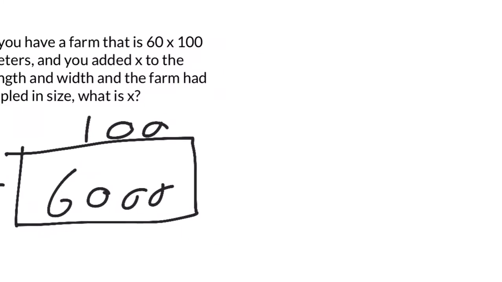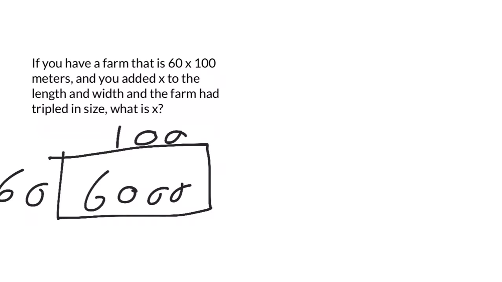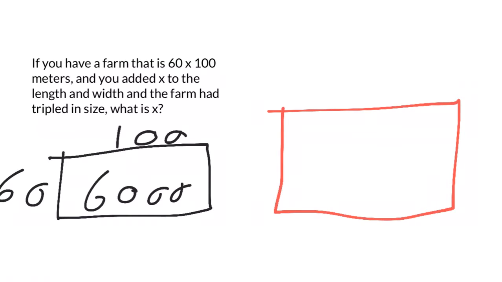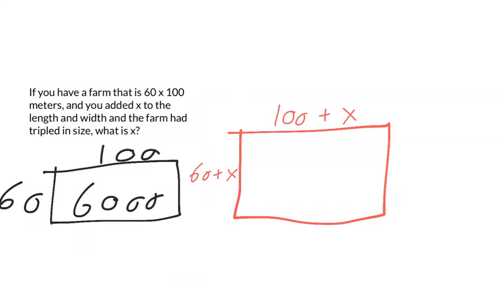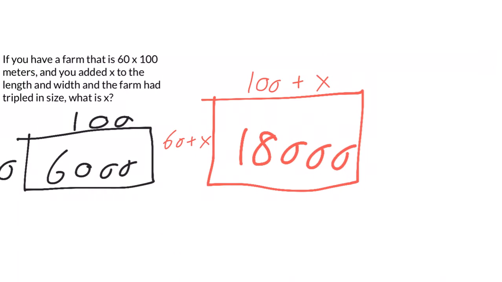But because of industrialization and globalization and stuff, we got to get bigger. So we're gonna do just what they say. We're gonna add x to the width and to the height. And it says the farm tripled in size, so we can find out what triple 6,000 is. We can just do 3 times 6,000. That's 18,000.